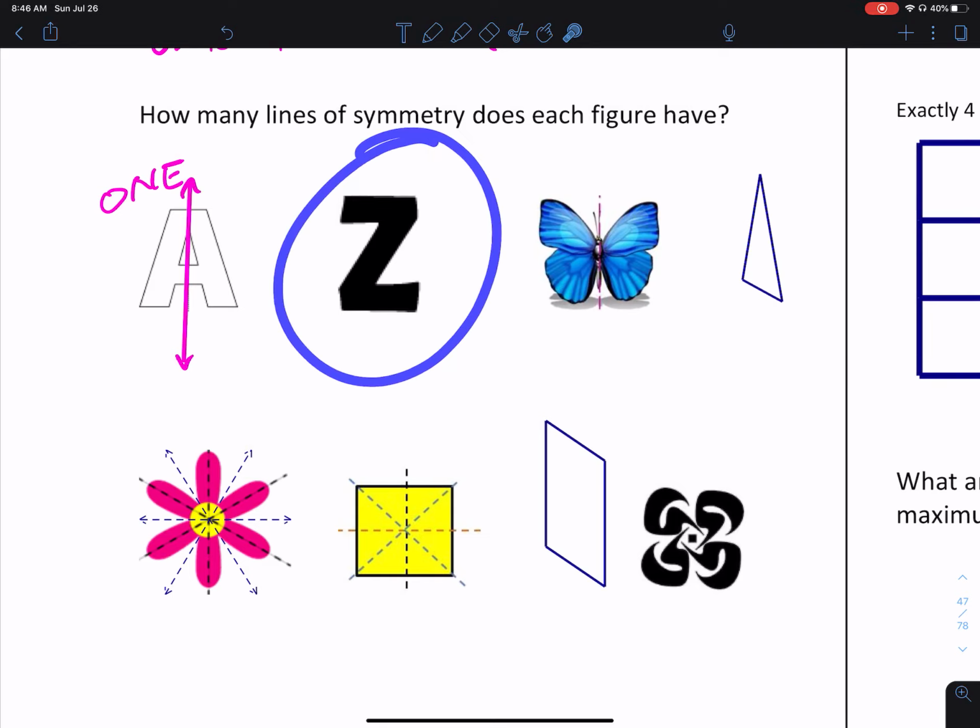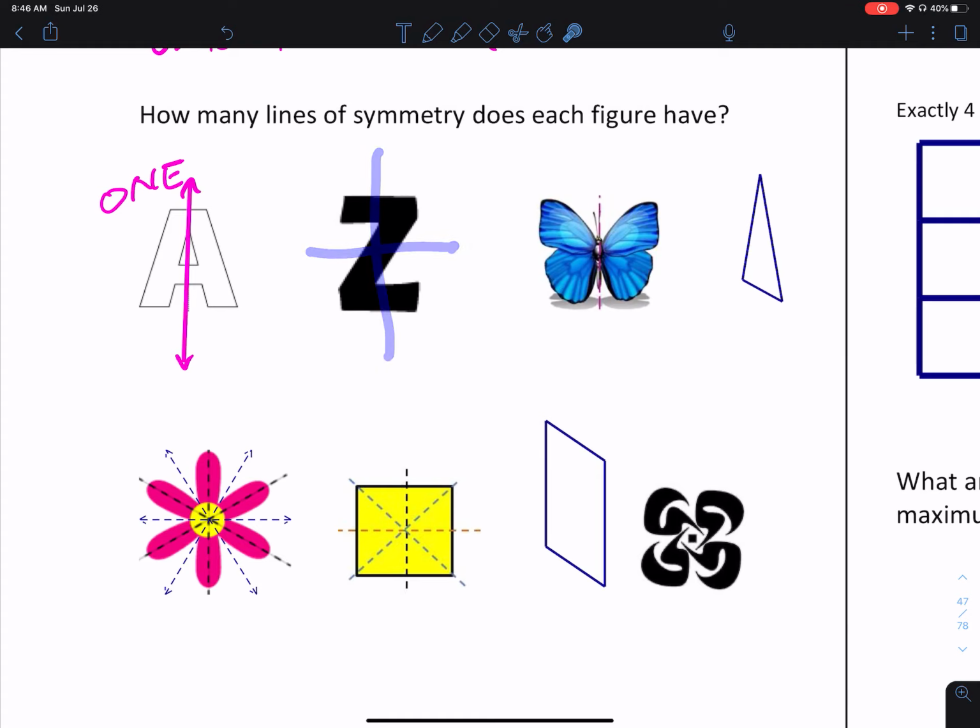How about Z? Does it have any lines of symmetry? No. Maybe. Look at this diagonal. No. It looks like maybe on the diagonal, but if I draw this diagonal and I draw a point from here to here at 90 degrees and draw that point again, I should end up on the Z. This one has none, 0 lines of symmetry.